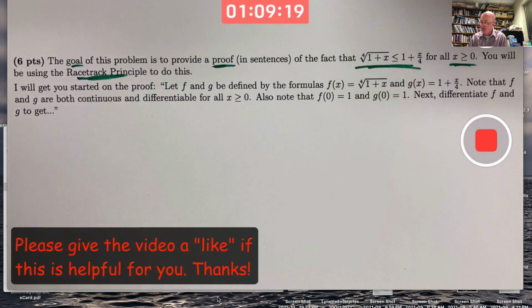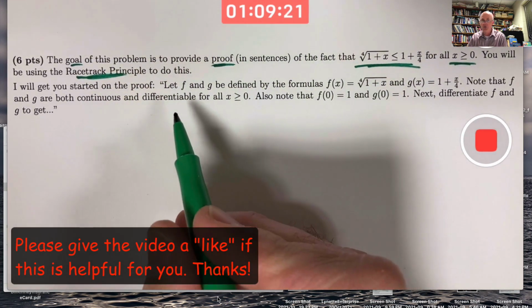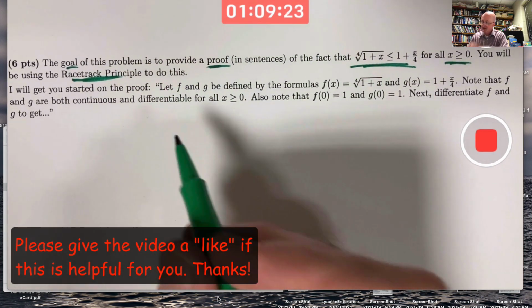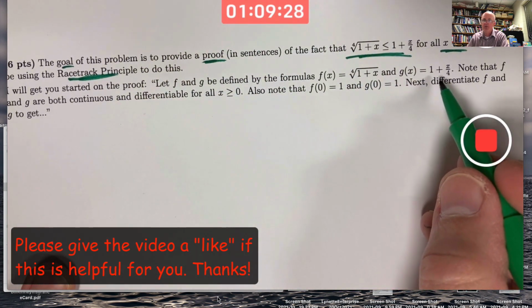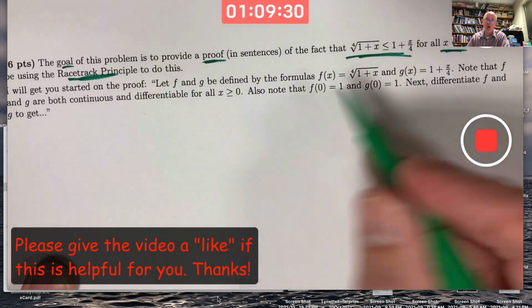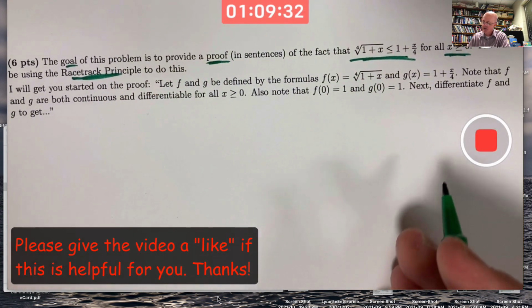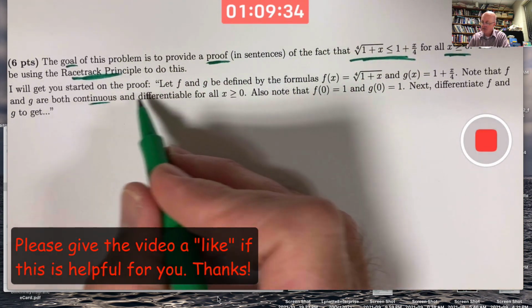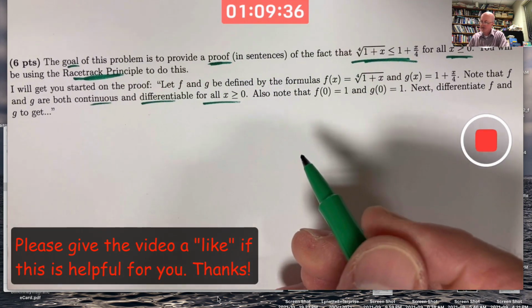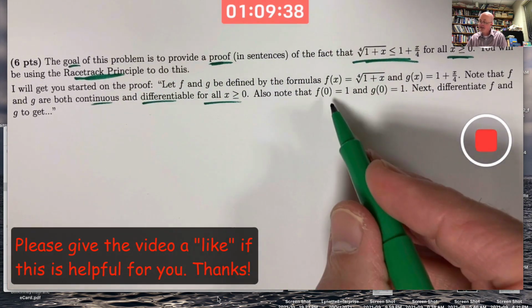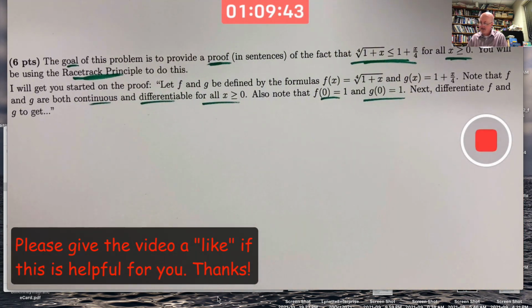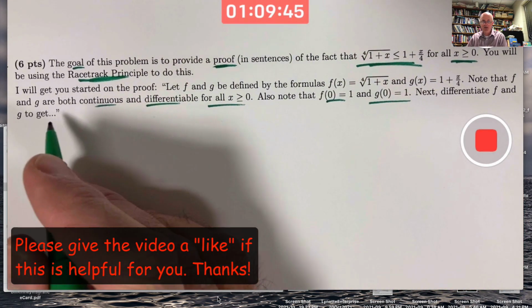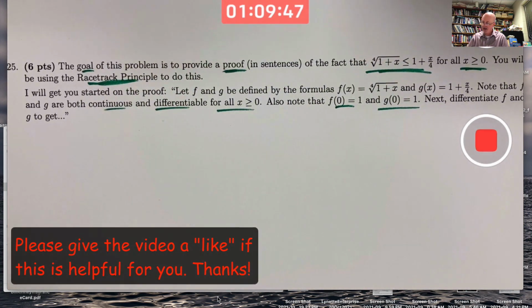Let f and g be defined by these formulas, the 4th root of 1 plus x and 1 plus x over 4, the f and g horses from the racetrack principle. Note that these functions are both continuous and differentiable for all x greater than or equal to 0. Also note they start at the same place at the same time, the two horses. Next, differentiate f and g to get ... I started the proof. Now you finish it.